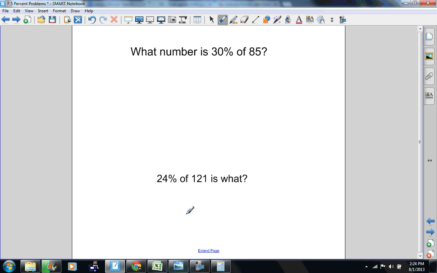So what number is 30% of 85? Well, we have some keywords already here. We have "is" right there, and we have "of" right there. Well, we know "is" is equal to, and we know that "of" is multiplication. The other thing that we can figure out is when we see something like "what number," that means that's what we're looking for, so that means there's a variable. So we get x, what number, is 30%.